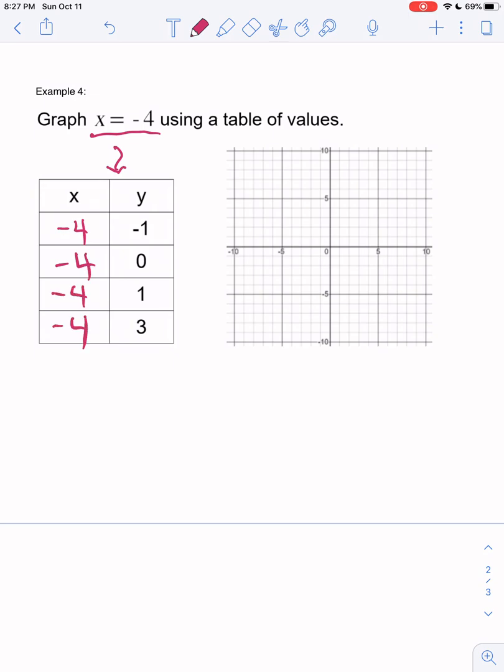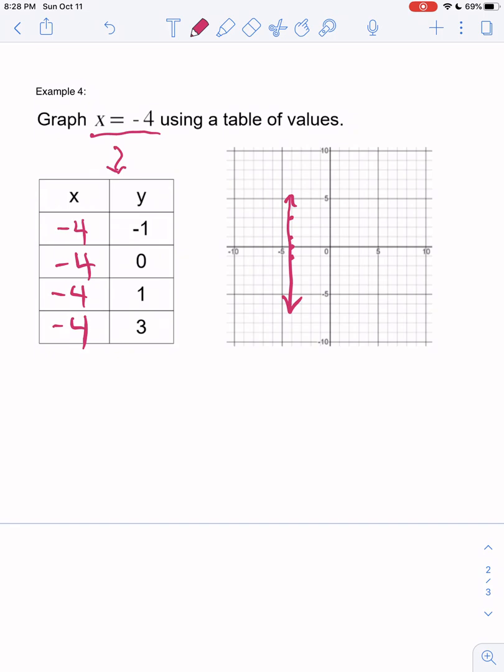So let's take a look what this would look like. So from the origin, I'm going to go my x, which is negative 4, and then down 1. And then from the origin, I'm going to go negative 4 and up 0. From the origin, negative 4, up 1, and negative 4, up 1, 2, 3. Boom, there you go. And there's our straight line we were hoping for.